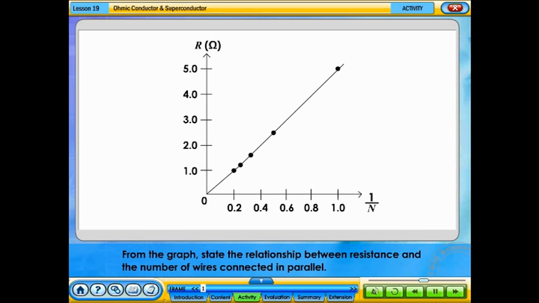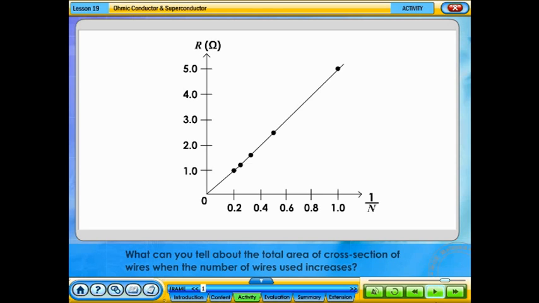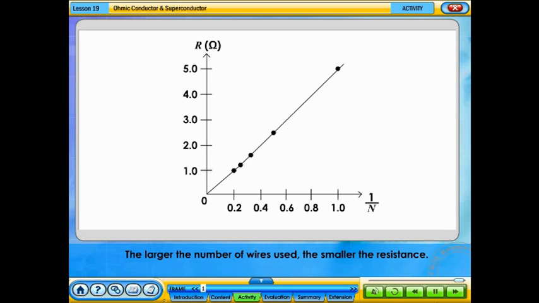From the graph, state the relationship between resistance and the number of wires connected in parallel. What can you tell about the total area of cross-section of wires when the number of wires used increases? When the number of wires increases, the total area of cross-section of wires increases too. The larger the number of wires used, the smaller the resistance.